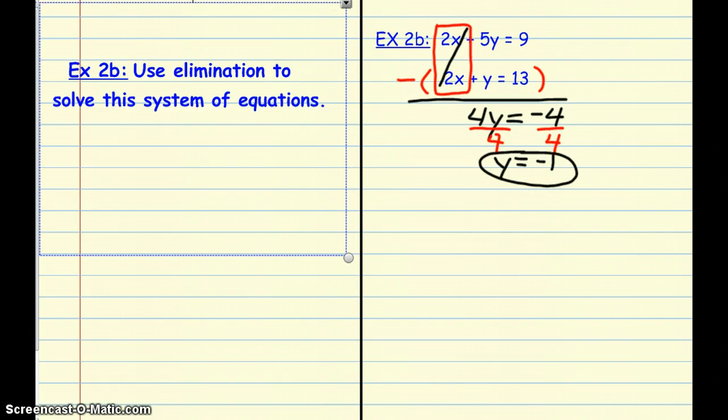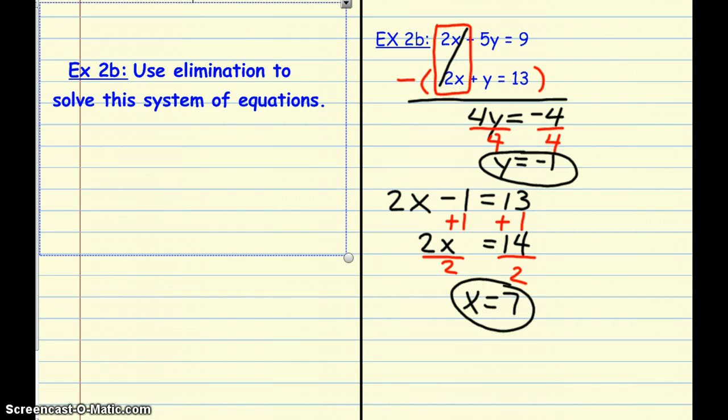And again, once we have this negative 1, we're going to take that and substitute it into the equations. I'm going to pick the second equation in this case. I'm going to take the y out and put that negative 1 in its place. And so to get rid of that subtracting 1, we need to add 1 to both sides. And so we get 2x is equal to 14. And to figure out the value of x, we're going to divide by 2. So we get x equals 7. And last but not least, once we have those two values, we are going to write our solution as a coordinate pair of 7, negative 1.